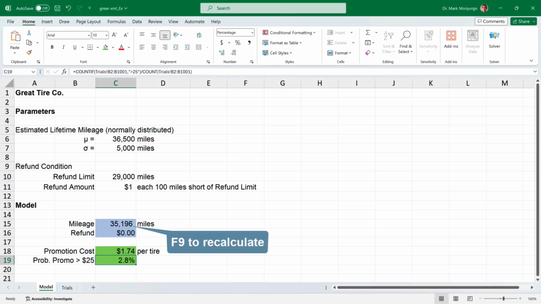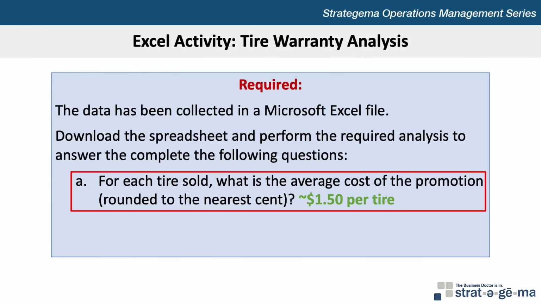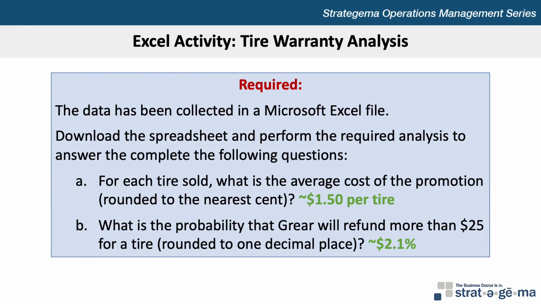If you start pressing F9, the mileage keeps changing, and so will the simulated trials. If you hold down F9, you'll see the numbers keep changing, but the probability will consistently be between around 1.8 and 2.8%. Thus, my final result is an average promotion cost of approximately $1.50 per tire and an approximate 2.1% probability of having to pay a refund of more than $25 per tire. And that's it. We've completed all of the requirements for this problem.